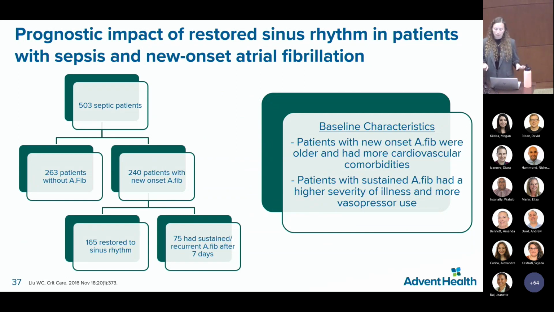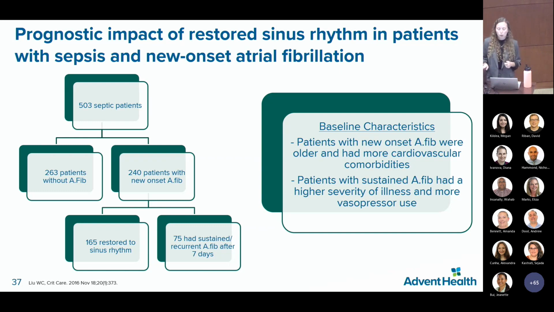263 did not experience AFib, while 240 did have new onset AFib, and that was defined as an absence of P waves and irregular ventricular activity lasting more than 30 seconds, as seen on a 12-lead ECG. Of the patients that had new onset AFib, 75 were noted to have persistent or recurrent AFib after 7 days of onset, while the other 165 had restoration to normal sinus rhythm within that 7 days.